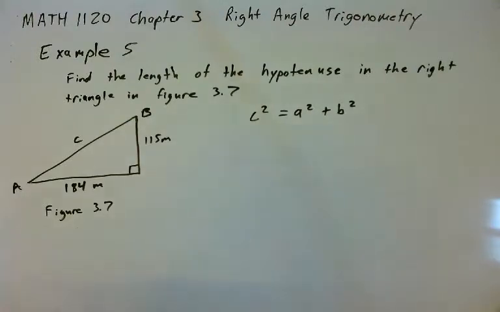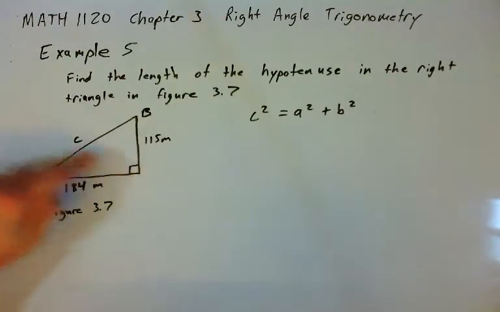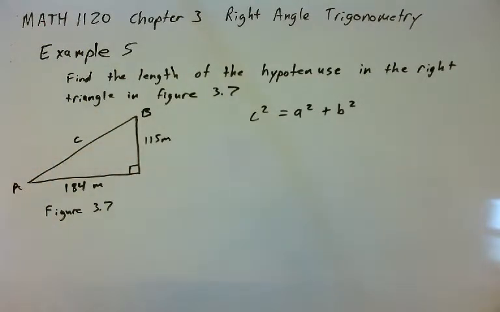This is example 5. It says find the length of the hypotenuse, which is the longest side, opposite of the right angle, which is side C, in the right triangle in figure 3.7. So this is what figure 3.7 looks like in the book. I've copied it here. And remember, the Pythagorean theorem says that c squared is equal to a squared plus b squared.